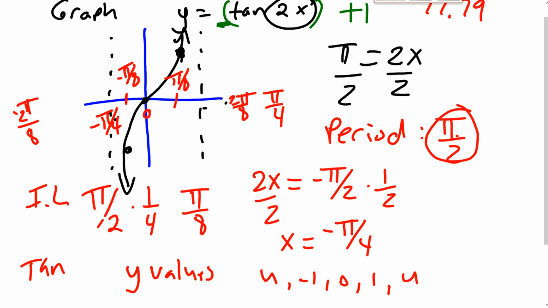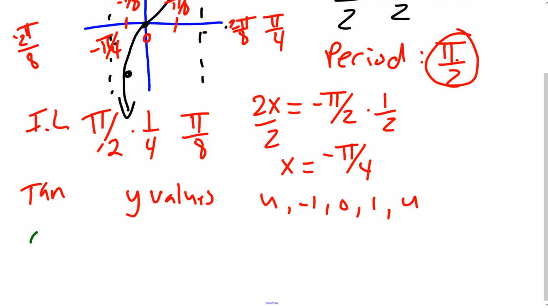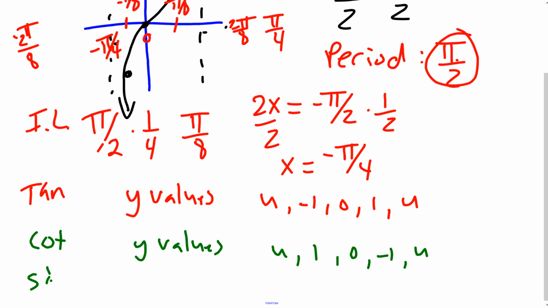Cotangent is just a little bit different. It goes from undefined to 1, 0, negative 1, undefined. And cotangent starts at 0, not negative pi halves. So let me write down right here. Cotangent y values: undefined, 1, 0, negative 1, undefined. And the start of the x values is 0. So the only one that's different starting point wise for the x values is tangent, where it starts at negative pi halves. So these two have a period of pi, and all the rest have a period of 2 pi.